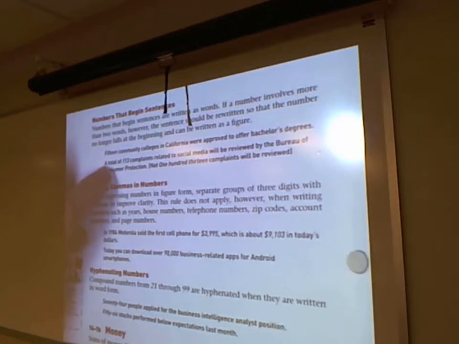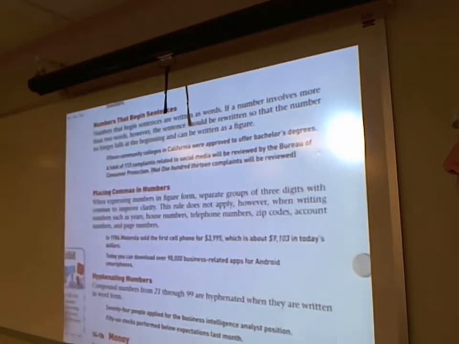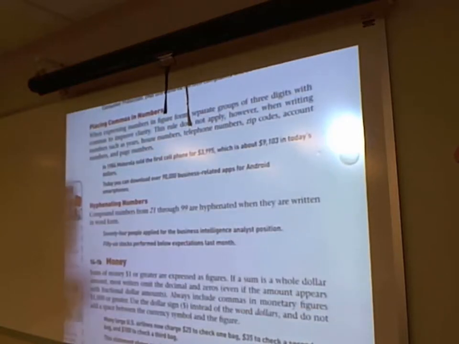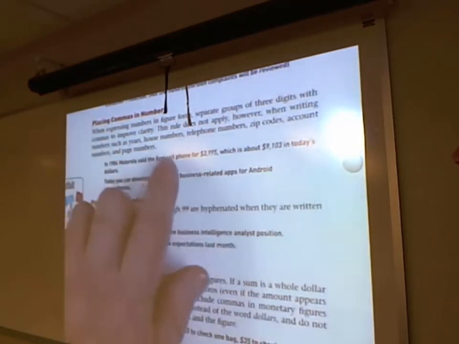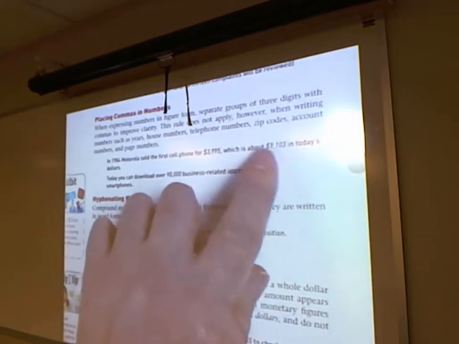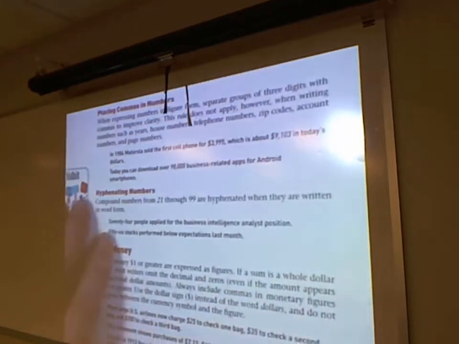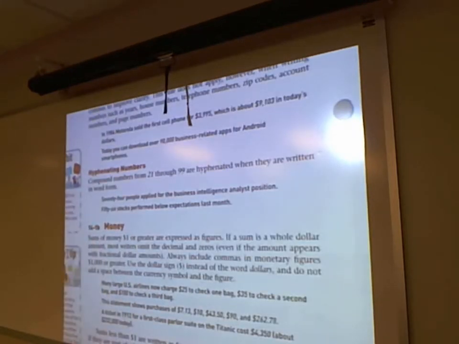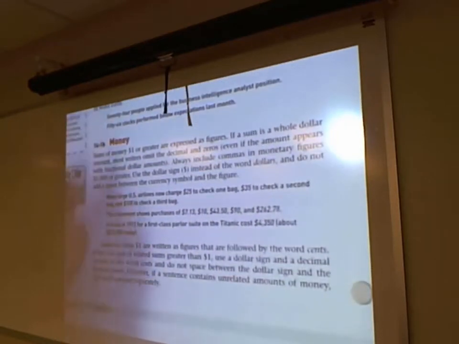Okay, commas go in numbers in the thousands, as illustrated here. Numbers 21 through 99 should be hyphenated. 74 people and 56 stocks. Money, sums of $1 or greater, is considered to be a figure.